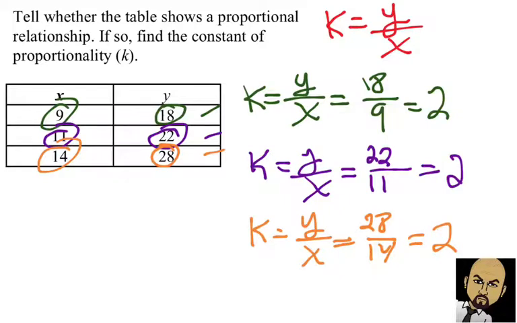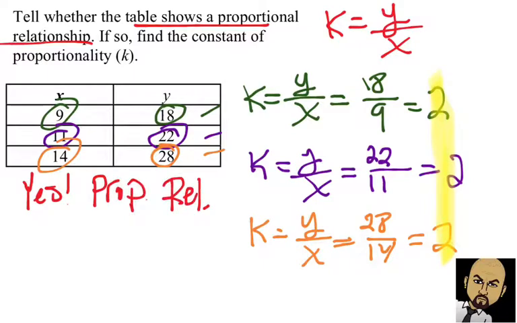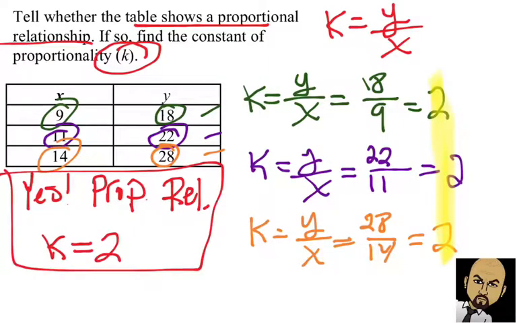Now, because we end up with a constant proportionality of 2 for every relationship, this is a proportional relationship in this table. Now, you got to make sure they're asking you to find the constant proportionality, which we already did the work. The constant proportionality is 2. And so the final answer is yes, this is a proportional relationship, and the constant proportionality is equal to 2.